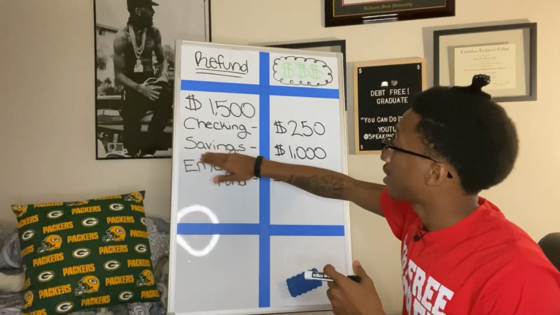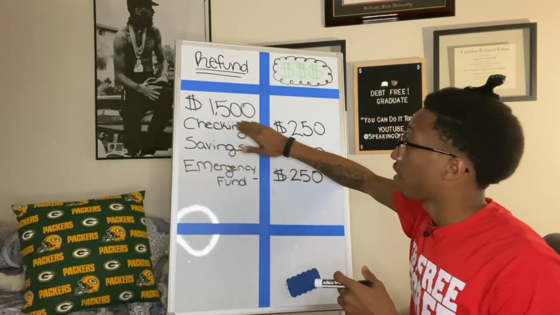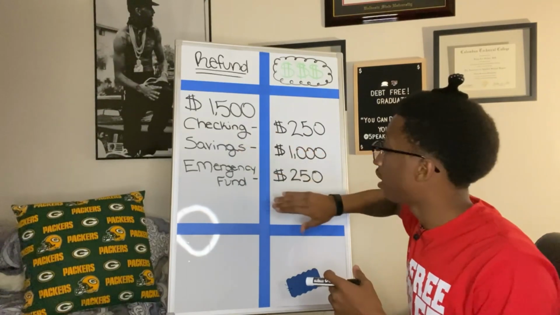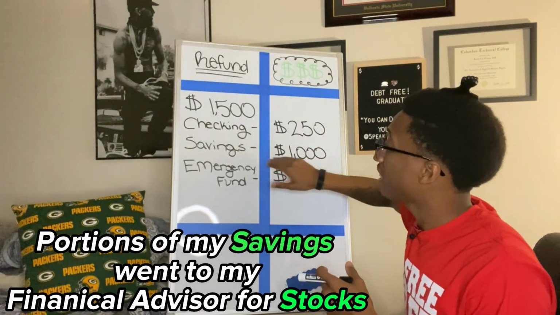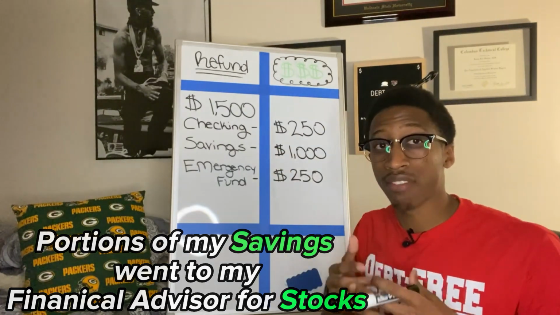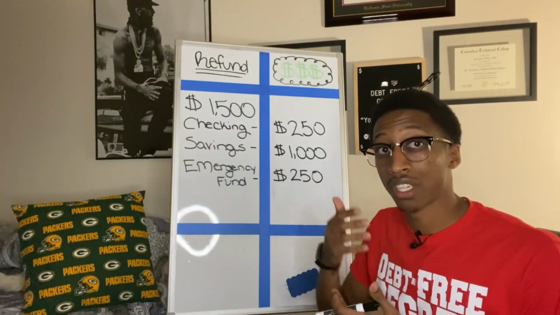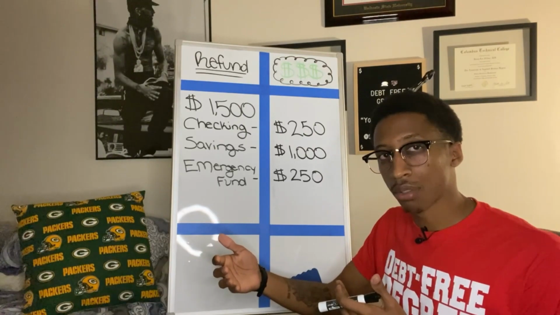Then in my savings, I put 1,000 from that 1,500. So we got 250 left over down here. I put 1,000 in my savings because that was saving up for college just in case I had to pay for another semester. You see what I'm saying?